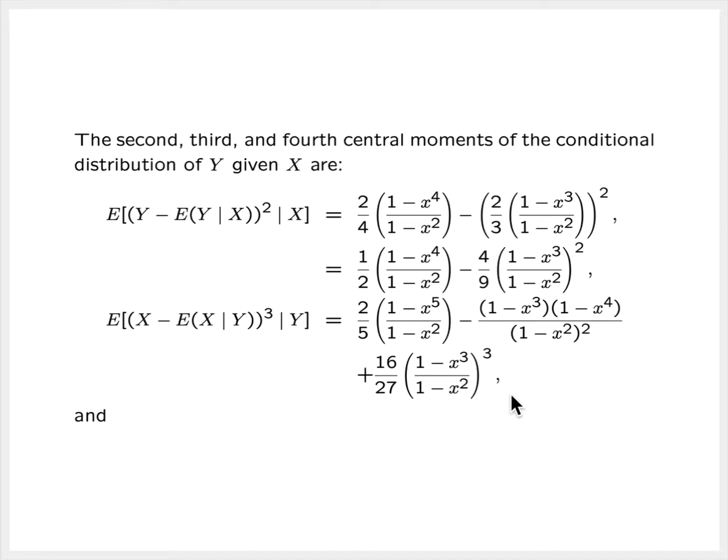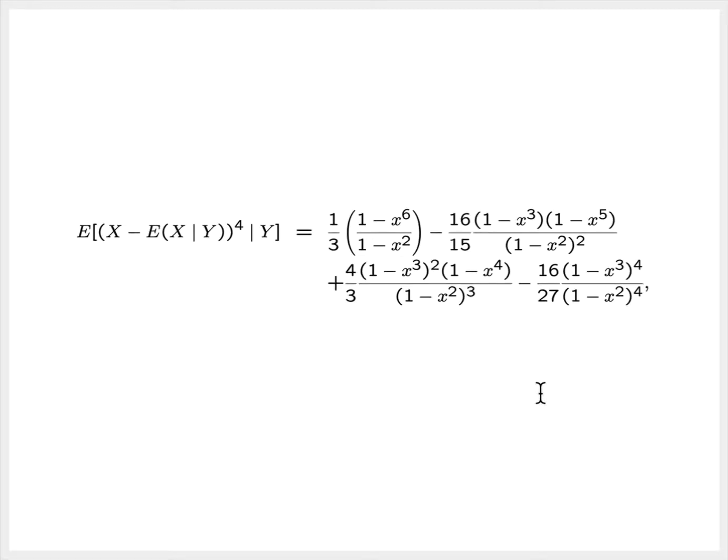And then we can use the expansion formulas to find the second, third, and fourth central moments for the conditional distribution of y given x. Here we have an expression for the variance of the conditional distribution of y given x, the second central moment. Here we have the formula for the third central moment for the conditional distribution of y given x. And then here we have the formula for the fourth central moment for the conditional distribution of y given x.